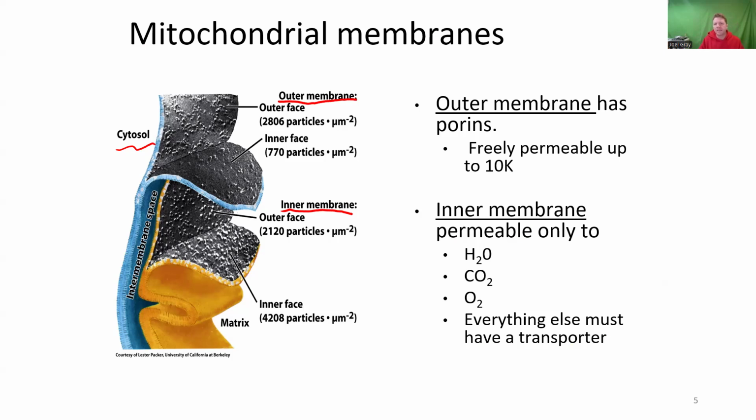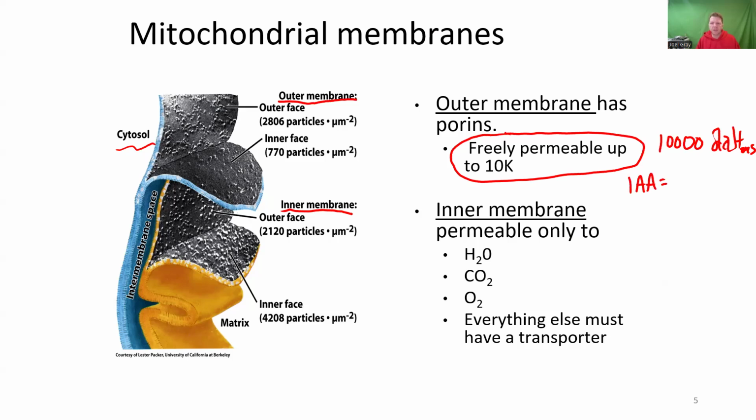What you should take away from the outer membrane is that it is freely permeable to molecules that are up to 10,000 Daltons. I've mentioned this before. Does anyone remember approximately how large one amino acid is in Daltons? One amino acid is approximately 110 Daltons. I think I might have said anywhere from like 107 to 114.